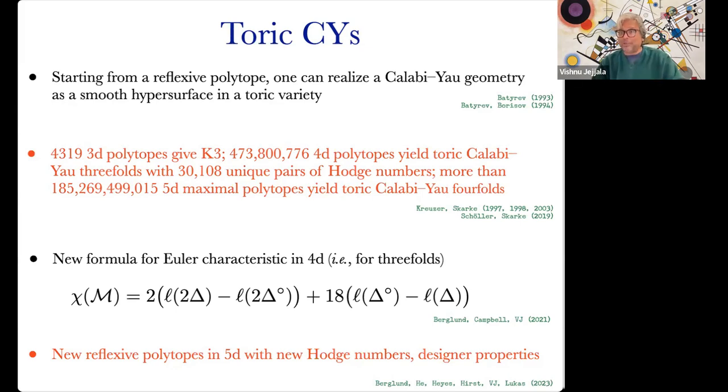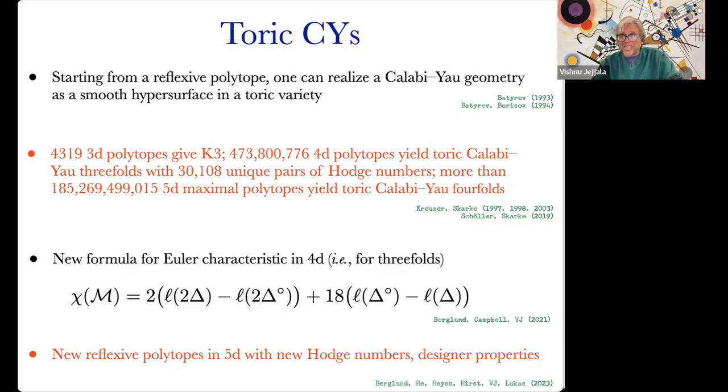This is the Calabi-Yau with two complex dimensions. And there are 500,000 four-dimensional polytopes to give us Calabi-Yau threefolds. We don't know how many Calabi-Yau threefolds there are, and we don't even know how many polytopes there are for fourfolds. But using machine learning, you can also discover new relationships between features of these polytopes. And we found a new formula, for example, for the Euler characteristic for the threefolds by just playing with neural networks.